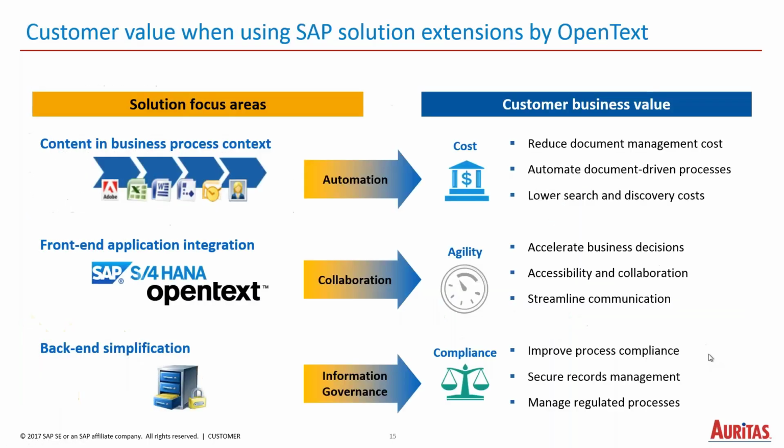Now we'll talk more about these solutions here in just a minute, but the idea is that as you look at delivering content in context of a business process, there are ways to automate the content-dependent aspects of that business process, which helps reduce document management costs. It helps lower search and discovery costs. It helps create automation in those business processes so that they can run more efficiently.